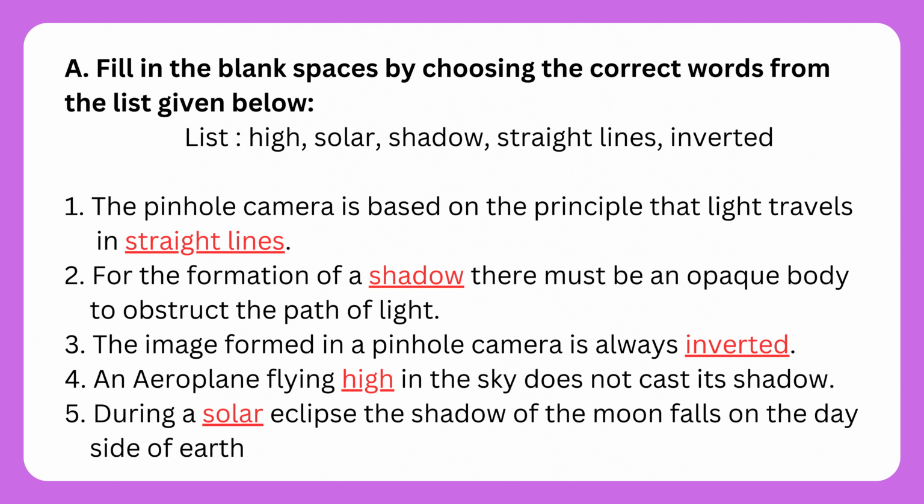1. The pinhole camera is based on the principle that light travels in straight lines. 2. For the formation of a shadow there must be an opaque body to obstruct the path of light. 3. The image formed in a pinhole camera is always inverted. 4. An aeroplane flying high in the sky does not cast its shadow. 5. During a solar eclipse the shadow of the moon falls on the day side of Earth.